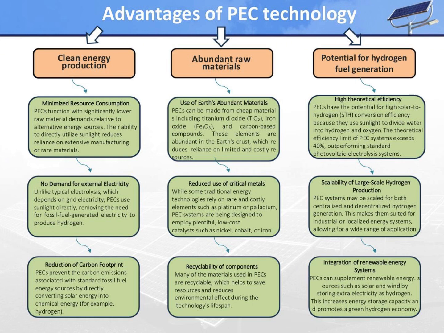Finally, PEC technology has a high potential for hydrogen fuel generation. It offers high theoretical efficiency with solar to hydrogen conversion rates exceeding 40%, surpassing traditional methods. Its scalability makes it suitable for both centralized and decentralized hydrogen production, catering to various applications. PEC systems can integrate with renewable energy sources like solar and wind, promoting a green hydrogen economy. In summary, PEC technology is a promising solution for sustainable energy due to its efficiency, affordability, and environmental benefits.